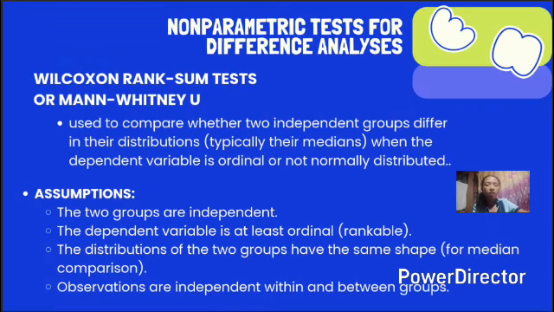The Wilcoxon rank sum test, or Mann-Whitney U, is another difference analysis in non-parametric tests. It is used to compare whether two independent groups differ in their distributions, typically their medians, when the dependent variable is ordinal or not normally distributed. The assumptions are that the two groups are independent; the dependent variable is at least ordinal, or rankable; and the distributions of the two groups have the same shape for median comparison. Observations are independent within and between groups.